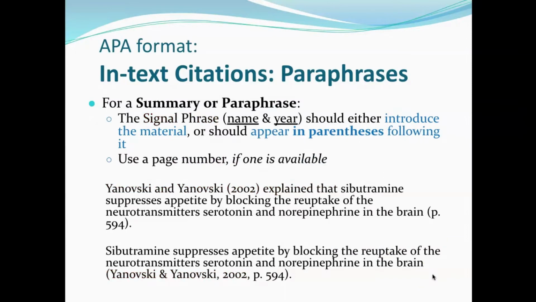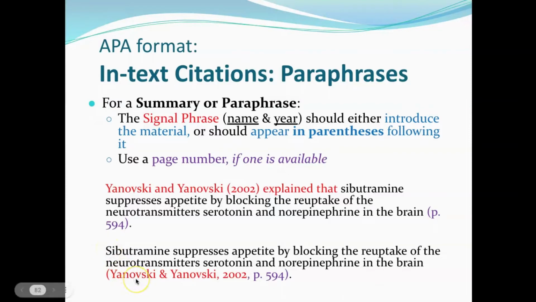For a summary or paraphrase, you have 2 options. So just like with a quote, you can start off with the signal phrase, the author name and year, or you can do the second option where you continue to talk about the information from the source. Hopefully you've already introduced it with a signal phrase in an earlier sentence, and now you're continuing to paraphrase or summarize information from that source by just dropping it in and starting your sentence with that information.